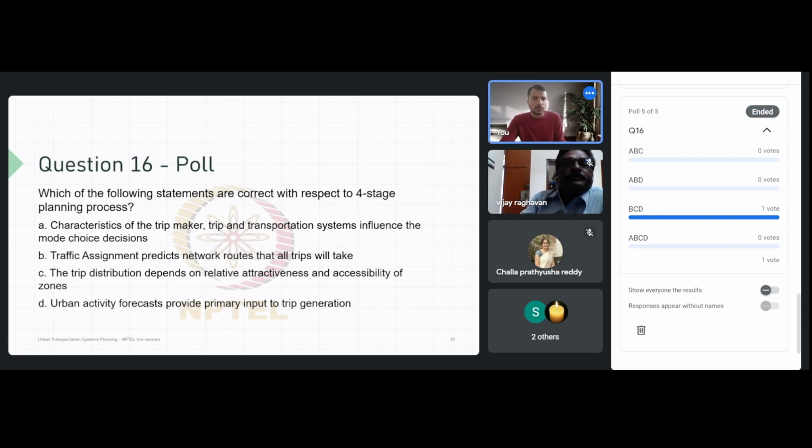Here we are talking about all the four stages of the planning process. First thing is the mode choice. It depends on the trip maker, what kind of trip he's taking, and what transportation systems are available within the city. If we are taking a recreational trip where there is not much of a time constraint, even if we reach 10 or 15 minutes late, we may go for public transport, though there will be a level of unreliability in the arrival of the buses. Sometimes the bus may arrive early, sometimes late. For those kinds of trips, and depending on the transportation system available, that will affect the mode choice that we are choosing.